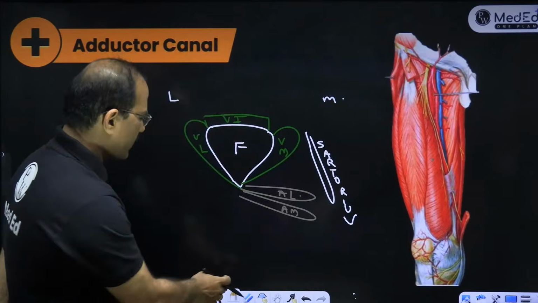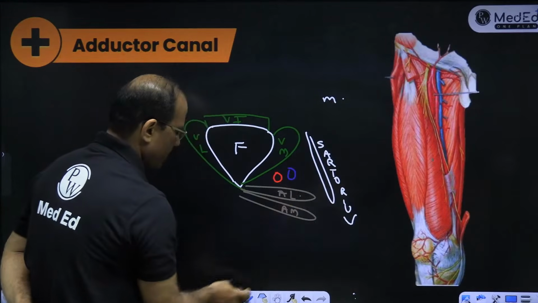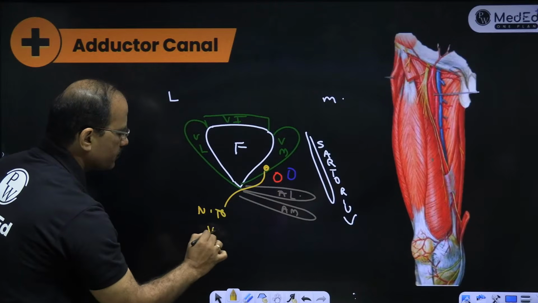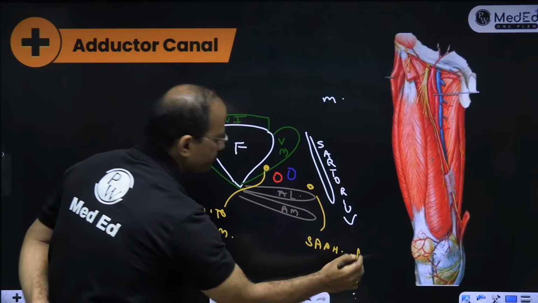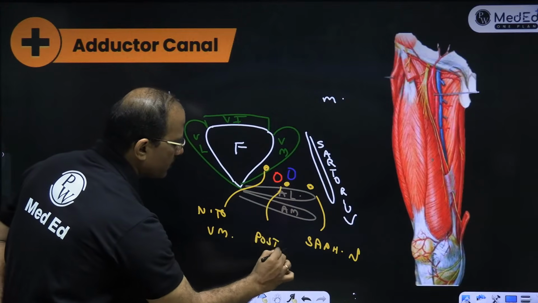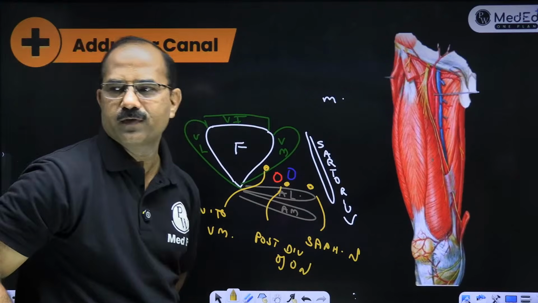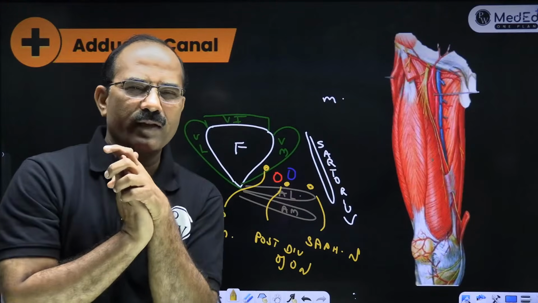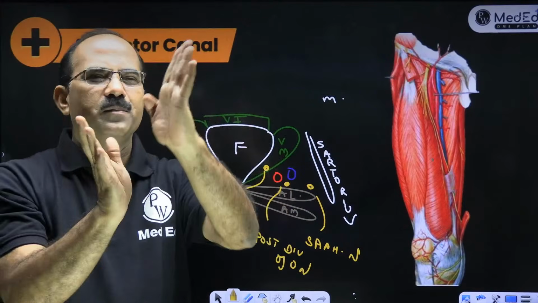Can you tell? Contents of adductor canal are femoral artery, femoral vein, then there's a nerve too, nerve to vastus medialis, then there's a nerve here, saphenous nerve, and there's one more, that's the posterior division of obturator nerve. Posterior division of obturator nerve. Just remember this much. Adductor canal comes as a short note. Yes children, a short note comes, so you just have to draw this diagram. Draw this diagram, it's enough, and then you write the boundaries of adductor canal.